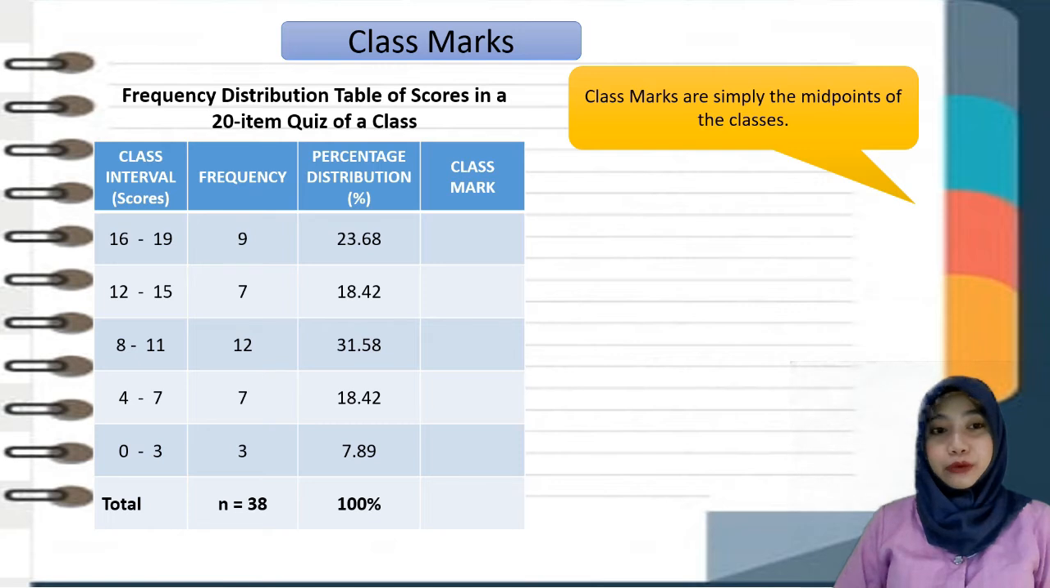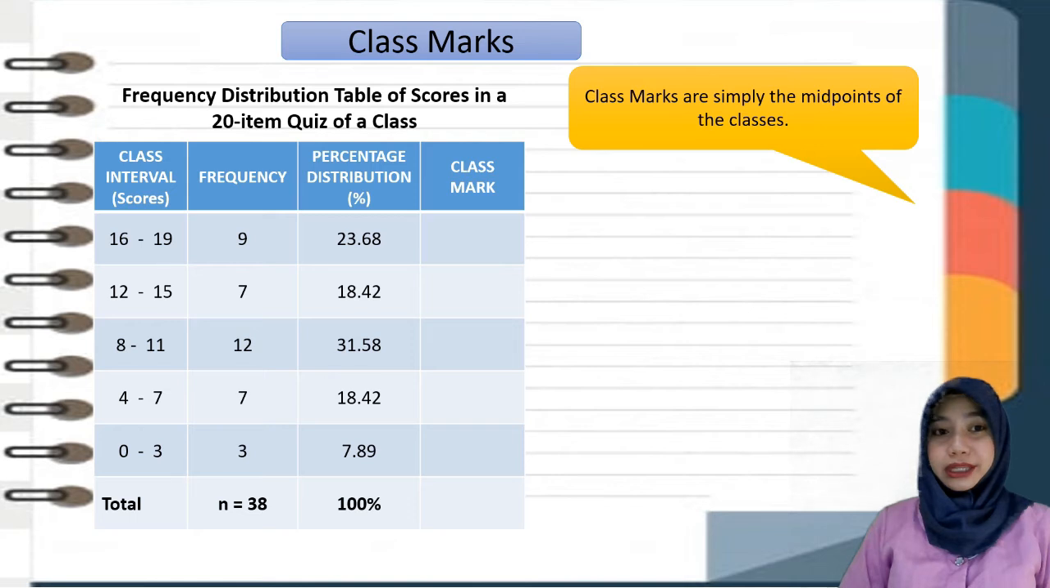a class. We have the class interval, which consists of the lower class limit and the upper class limit. And then we have the frequency, which is the number of times the scores occur. And we have the total number of frequency, the n, which is equal to 38. And we have the percentage distribution. And now we have the fourth column of class mark. How do we complete this table?